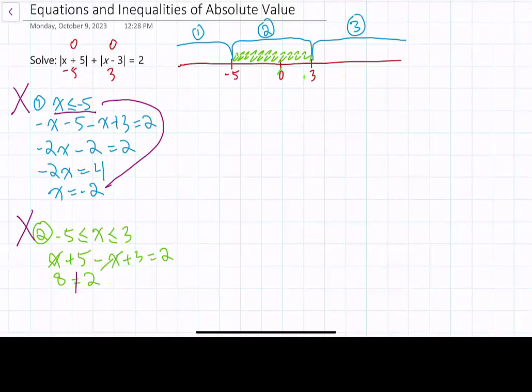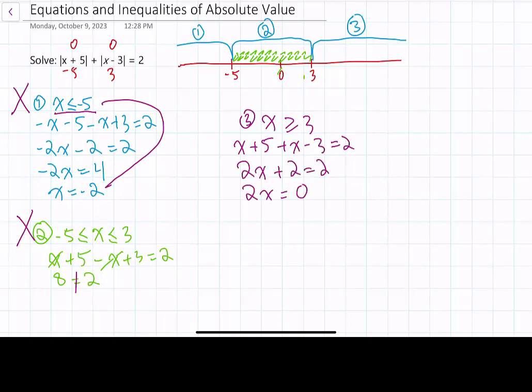Now what about for the last range? X is greater or equal to 3. If x is greater or equal to 3, we don't have to change any of the symbols. We can just take away all the absolute value symbols to get x plus 5 plus x minus 3 gives us 2. 2x plus 2 gives us 2. 2x equals 0. So it means that x must equal 0. Clearly, x being equal to 0 does not fit inside the range of x is greater or equal to 3. So this means that solution number 3 is not possible either.